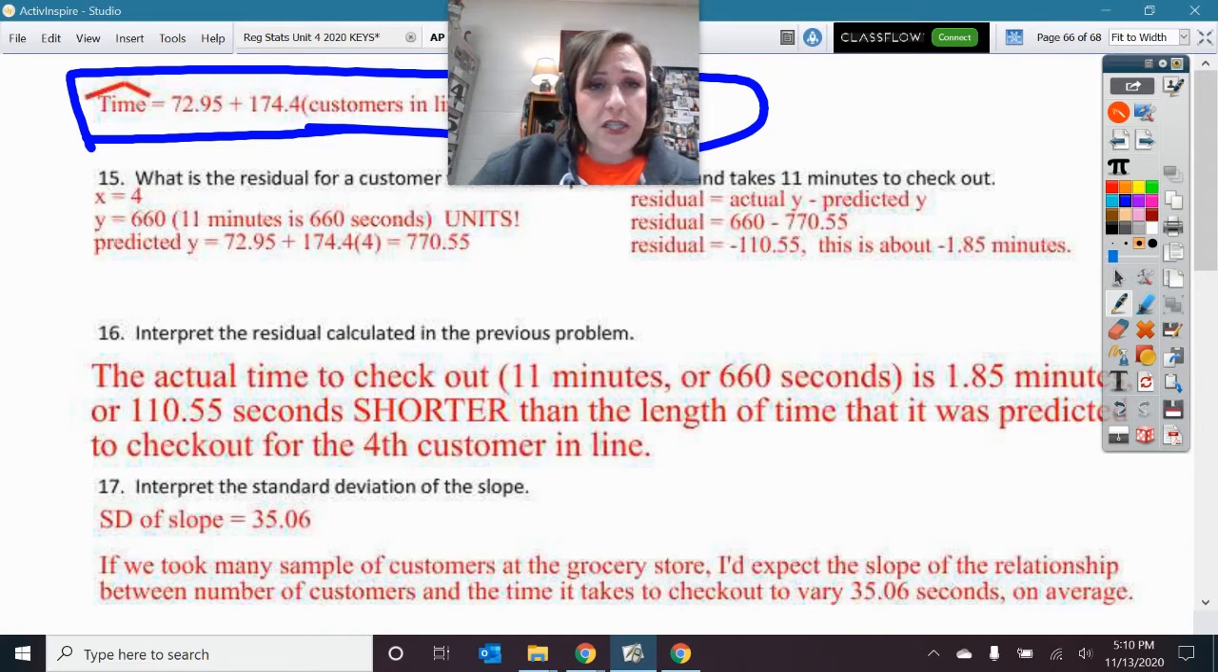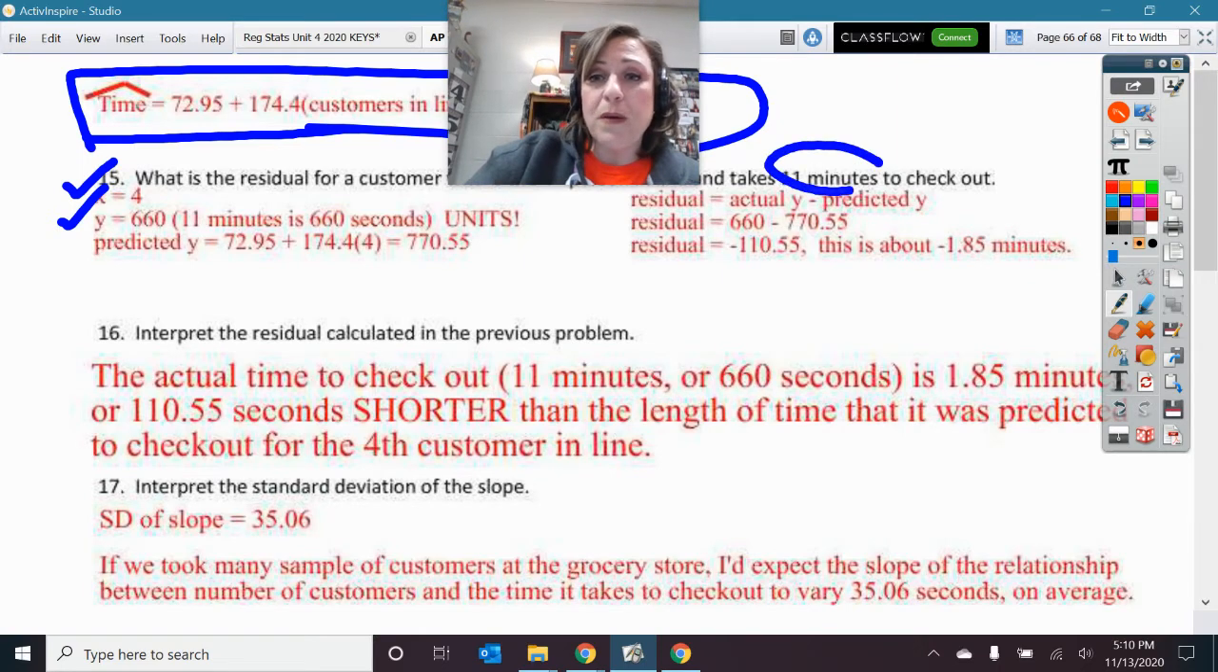So what is the residual for a customer that is fourth in line and takes 11 minutes to check out? So that's the X and the Y. Okay. Catch, you remember how we got to pay attention to the context and the units. This problem was about seconds to check out, and 11 minutes is 660 seconds. So you got to keep that in mind, always keeping the context in mind.